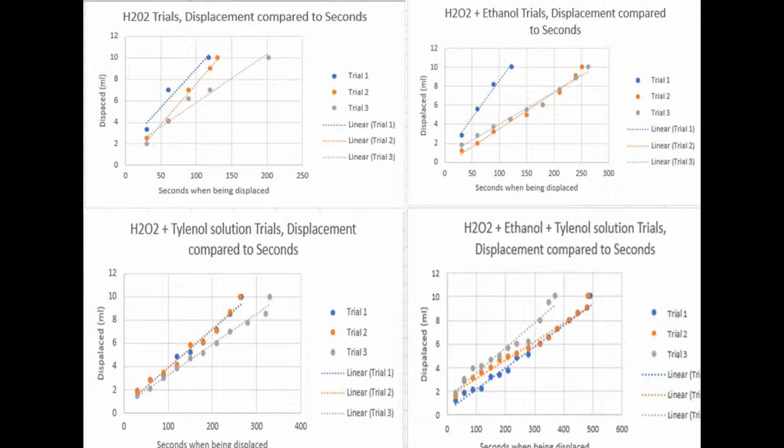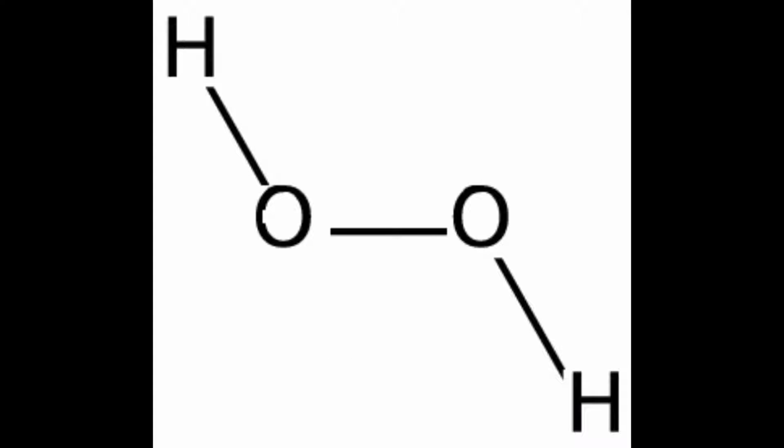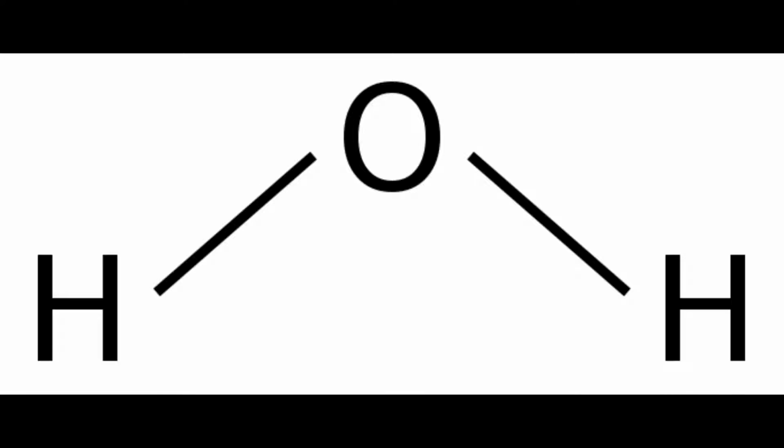The fastest test group was with 10 milliliters of hydrogen peroxide added to the reaction chamber. The second fastest being hydrogen peroxide with 1 milliliter of ethanol, third being hydrogen peroxide with 1 milliliter of Tylenol solution, and the slowest reaction being hydrogen peroxide with 0.5 milliliters of ethanol and 0.5 milliliters of Tylenol solution. When hydrogen peroxide reacts with catalase, it speeds up the reaction, which decomposes hydrogen peroxide into water and oxygen.